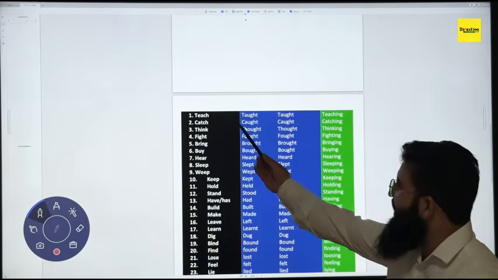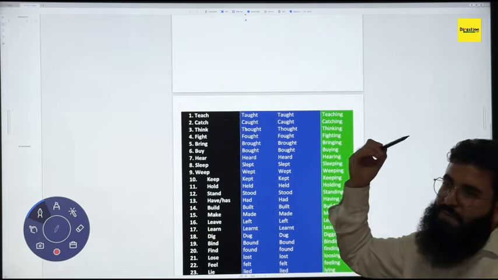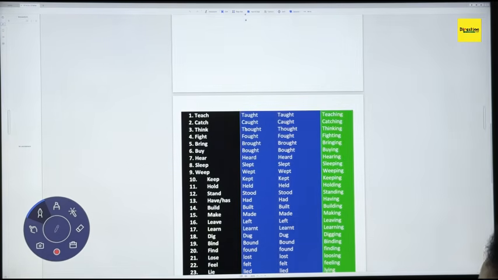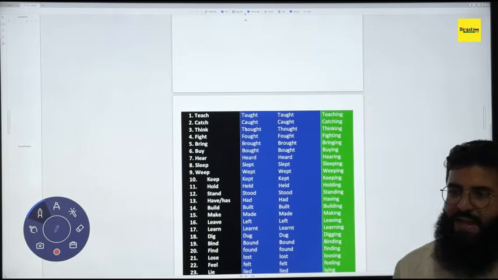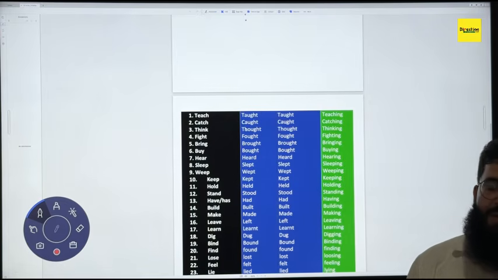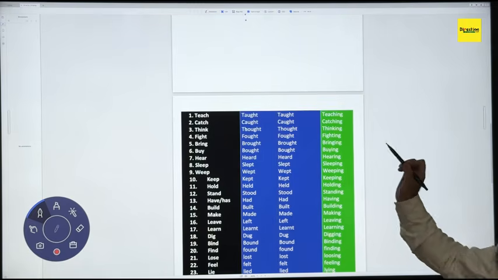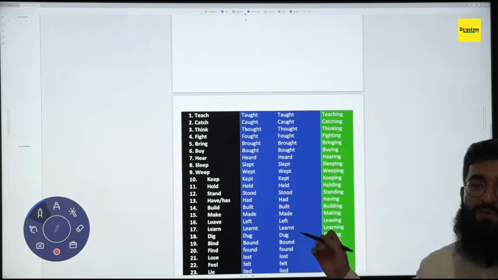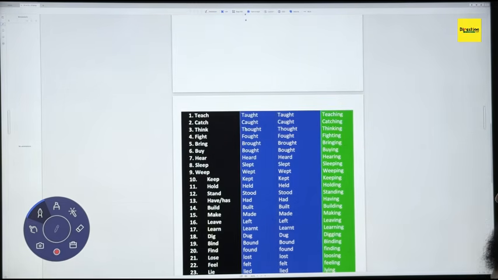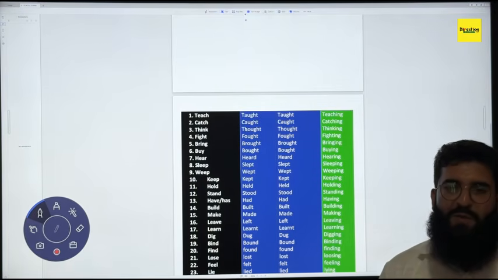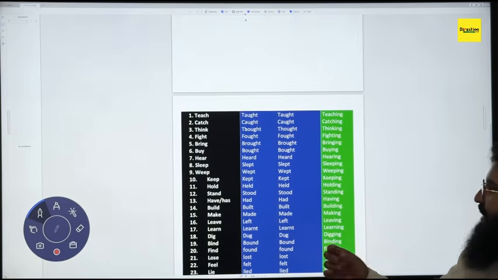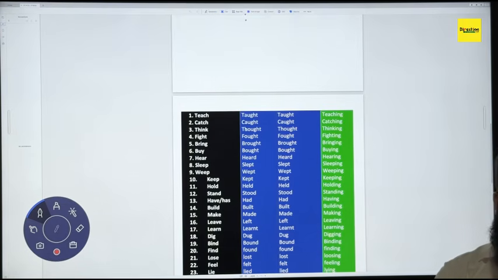We have teach. This time, some children, you will notice that they say, yesterday my teacher teached me something. They add ed to it also. But that's not correct, because you have to memorize some verb forms, because these are irregular verbs. Irregular verbs are not simple. You have to remember what are their second and third form. So teach has teach, taught, taught, teaching. Fourth is always ing.